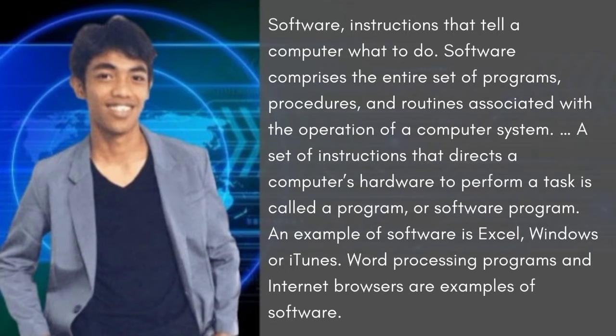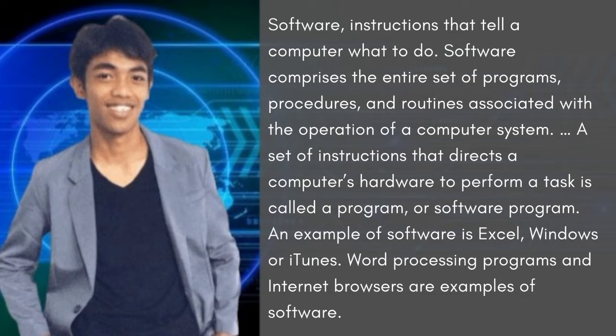Software. So what is software? Software is the intangible aspect of the computer system. These are sets of programs stored in the computer hardware. Software is the instruction that tells the computer what to do. It comprises the entire set of programs, procedures, and routines associated with the operation of the computer system.